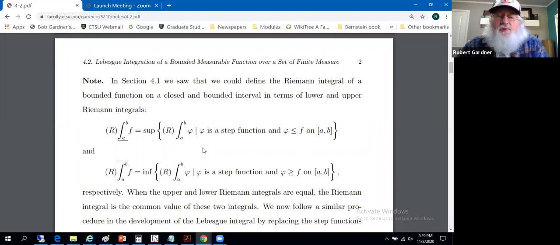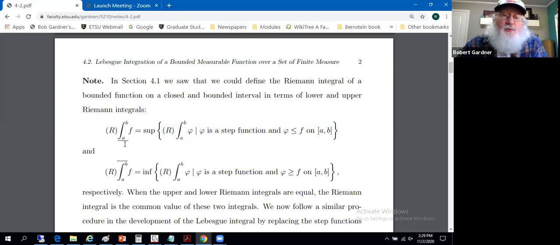What we did was we took the Riemann integral of a step function. Step functions are simple functions. They're simple functions defined on little intervals, where the functions are constant on little intervals. Simple functions are functions which are constant on measurable sets, and something about finite values. So we had defined Riemann integrals as integrals over phi, where phi is a step function. Phi is less than or equal to f.